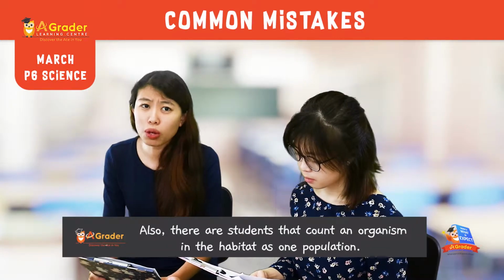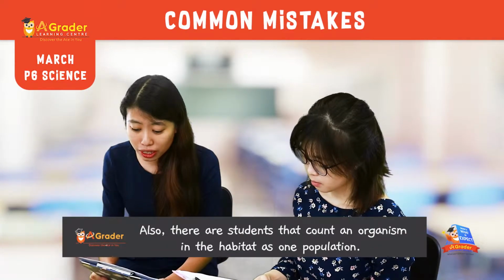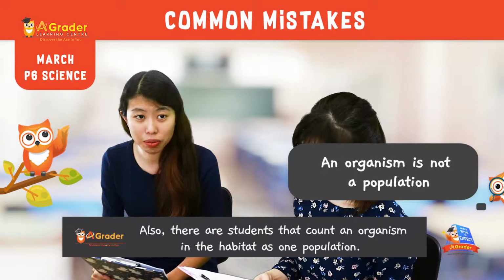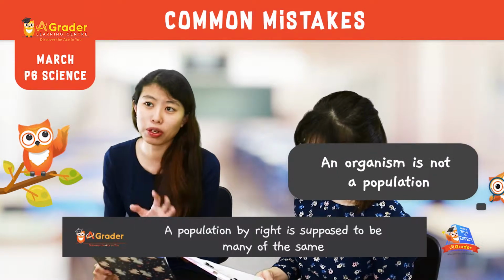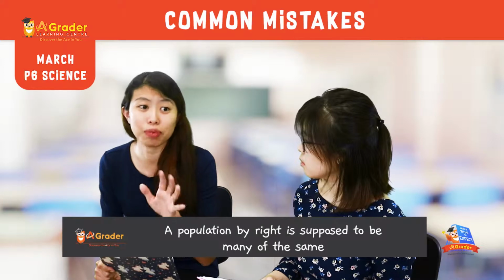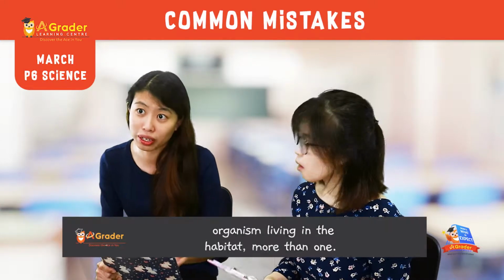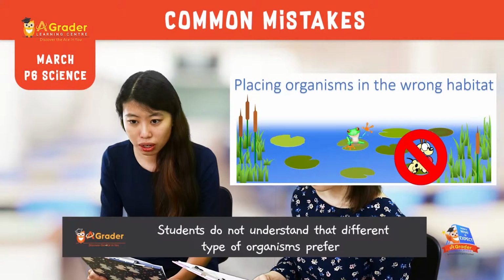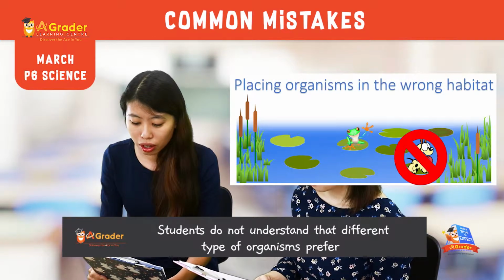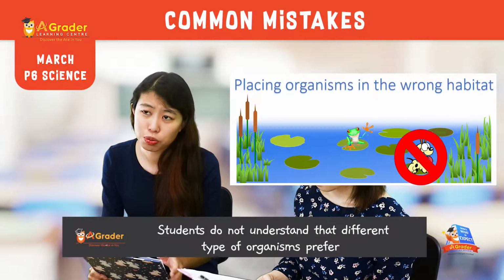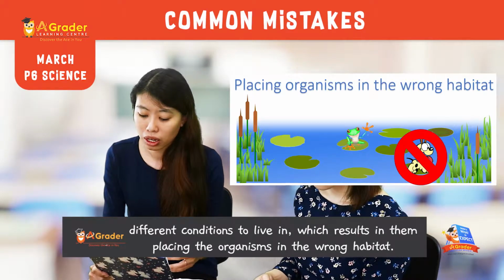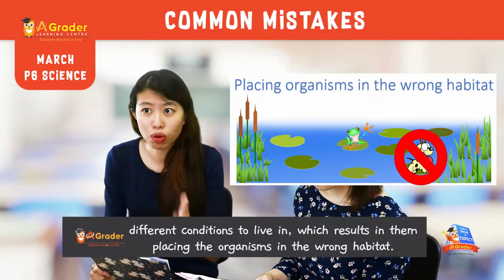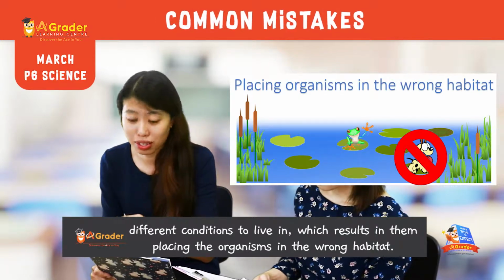And also, there are students that actually count a single organism in that habitat as one population. A population by right is supposed to be many of the same organism living in a habitat, more than one. So that's a common mistake as well. And students do not understand what type of organisms prefer what type of conditions to live in, which results in placing them in the wrong habitat itself.